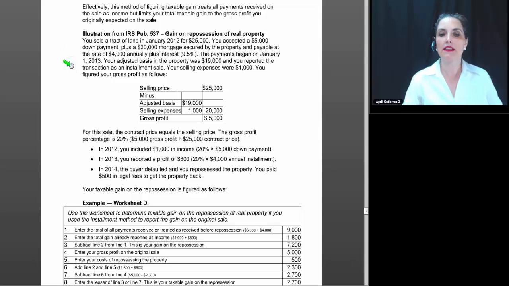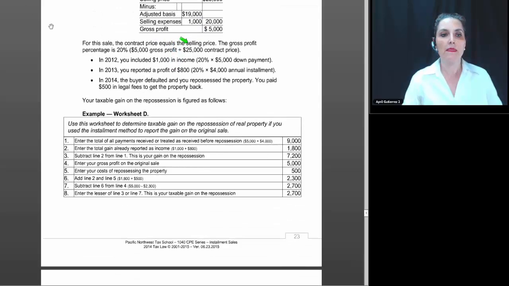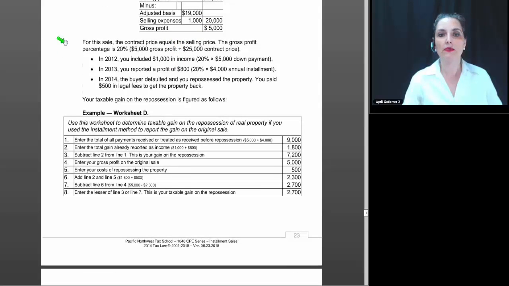Your adjusted basis in the property was $19,000, and you reported the transaction as an installment sale. Your selling expenses were $1,000, and you figure your gross profit as follows. Take the sales price, subtract out your adjusted basis, plus the selling expenses, so that you get a total profit from the sale of $5,000. For this sale, the contract price equals the selling price, $25,000, and the gross profit percentage is 20%. That's $5,000 divided by $25,000.